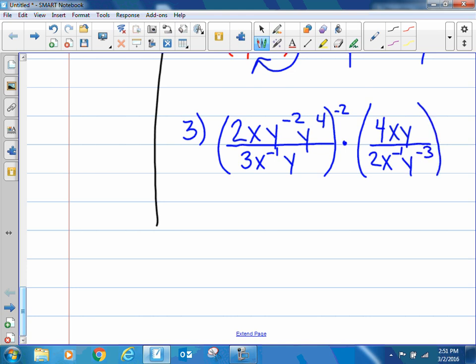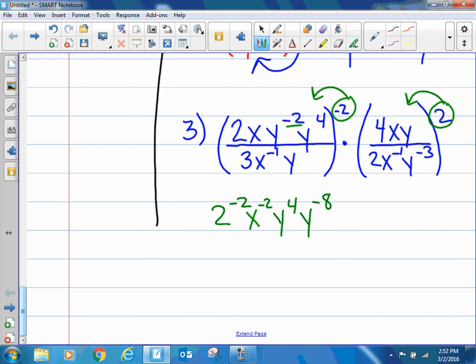Okay, so I know this looks super intense, but we just have to follow the rules. The first thing we're always going to do when we see these parentheses is take these exponents on the outside and make sure they go to everybody on the inside. Every single one has to be raised to these exponents. So let's start. 2 to the negative 2, x to the negative 2. Y is already raised to a negative 2, so I have to multiply them. Negative 2 times negative 2 is 4. And then I have y to the fourth. 4 times negative 2 is y to the negative eighth. I'm just going ahead and multiplying everything out.